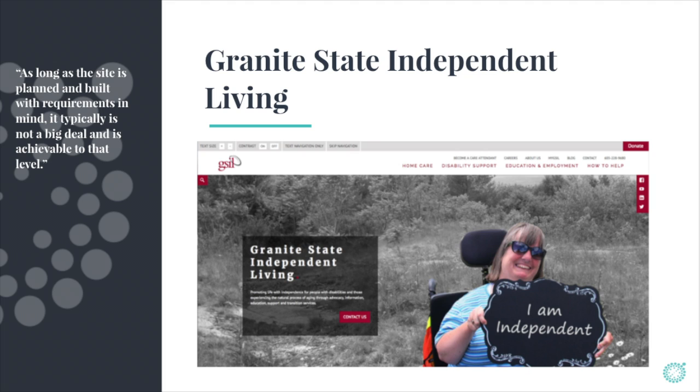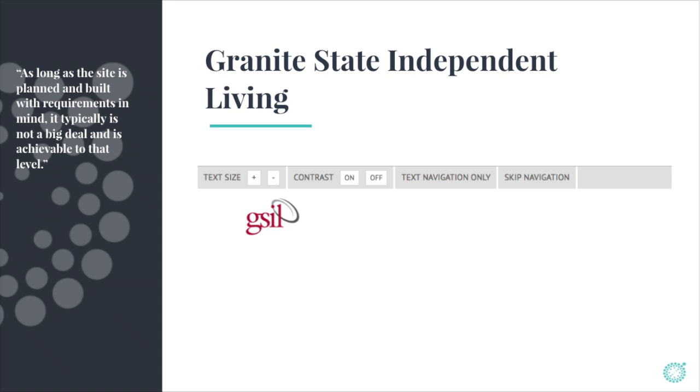We at SilverTech have worked with hospitals, public universities, financial services institutions, and utilities that required level AA WCAG compliance on their websites. As long as the site is planned and built with requirements in mind, it typically is not a big deal and is achievable to that level. Let's take a look at a site with accessibility features we recently launched for the Granite State Independent Living.